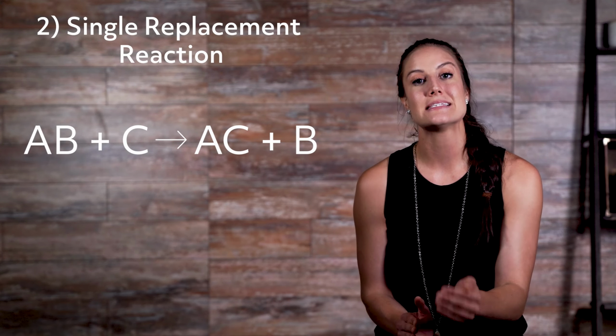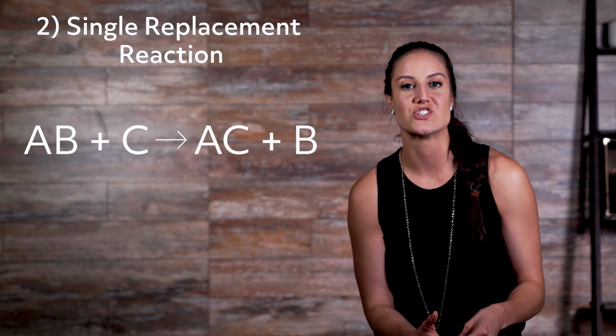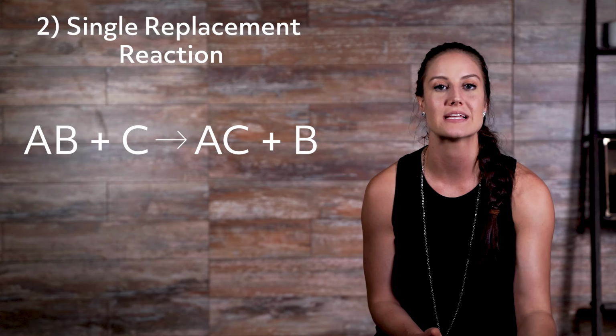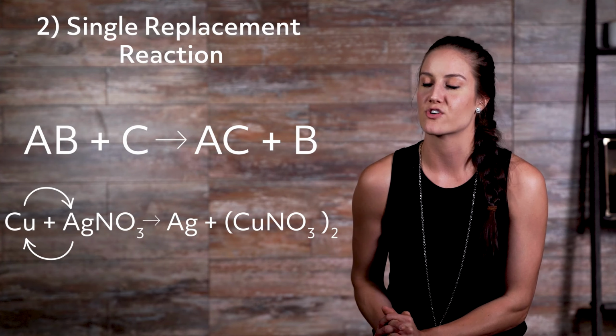A and B plus C yield AC plus B. As you can see in this equation, C has stepped in and replaced or displaced B. An example of this is the combination of copper and silver nitrate.